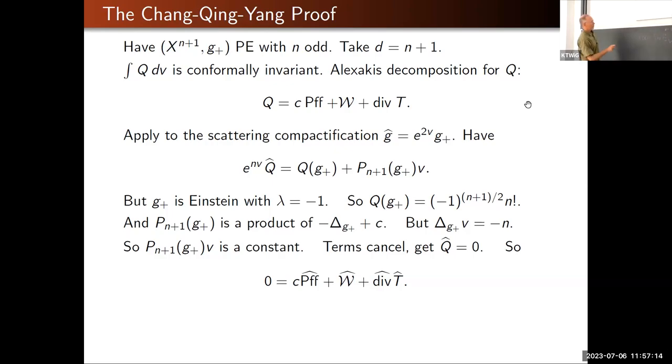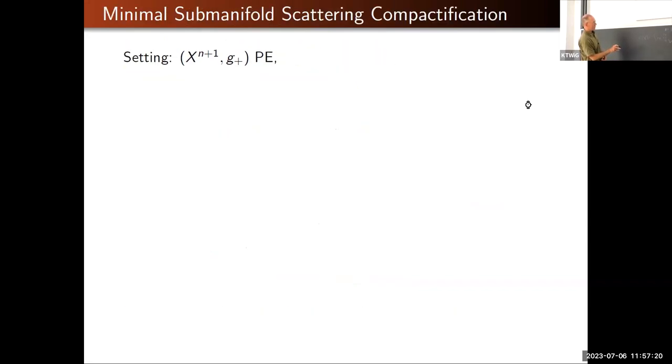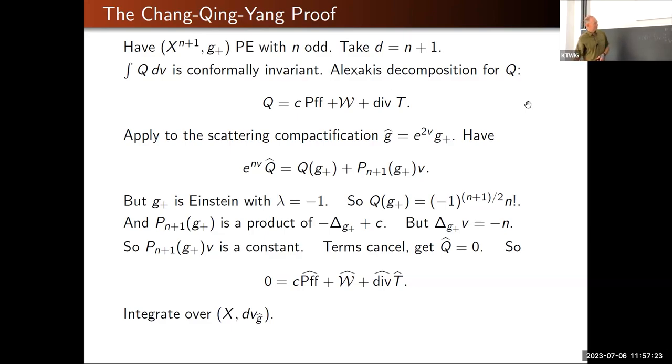So when you integrate, what happens? Well, the Pfaffian, you integrate with respect to the volume form of the compactified metric. When you integrate, the Pfaffian just gives you the Euler characteristic. The integral of W is conformally invariant. So if I integrate this with respect to the volume form of the compactified metric, I can switch back to the Poincaré Einstein metric because this one is conformally invariant. And the divergence, okay, the divergence. So anyway, we're trying to prove the Gauss Bonnet theorem. This gives my Euler characteristic. This gives my integral of W for the G plus metric, the Poincaré Einstein metric.